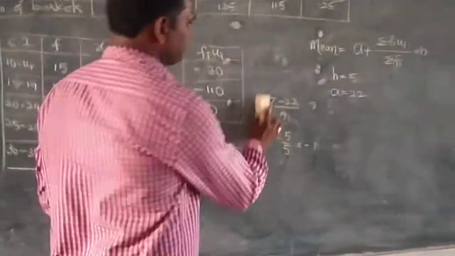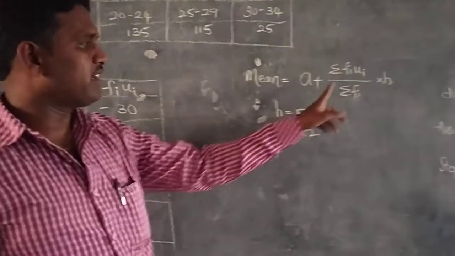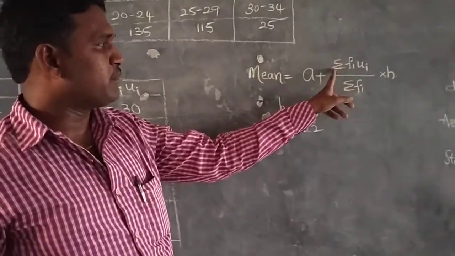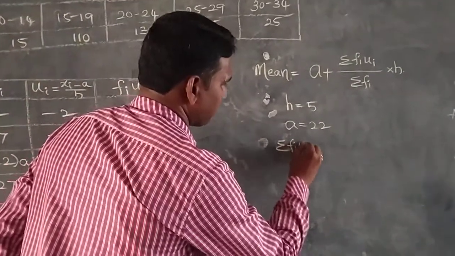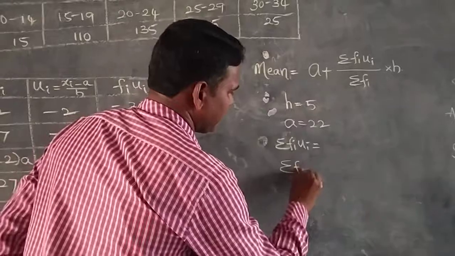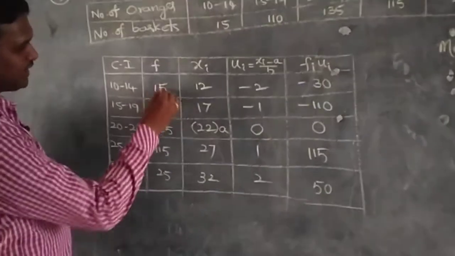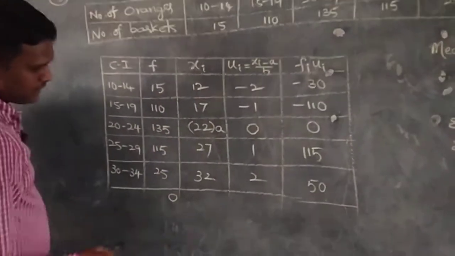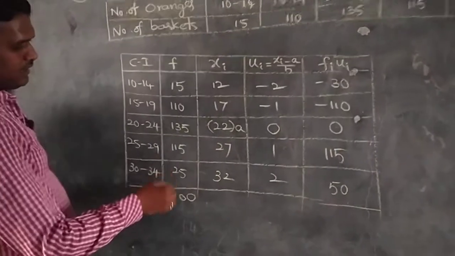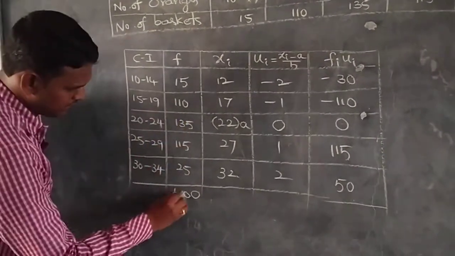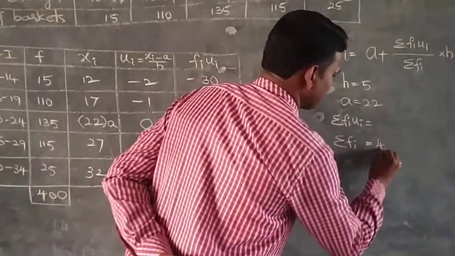Here in the formula, the a value and h value we already wrote. Still we need to find two more, that is summation fi ui and summation fi. Let us write that, from the table only. Summation fi: all the fi's, let us add. 5, 5, 10, 15, 20. 4, 5, 8, 9, 10. 1 carry. 2, 3, 4. Total is how much? 400. That is, summation fi is 400.